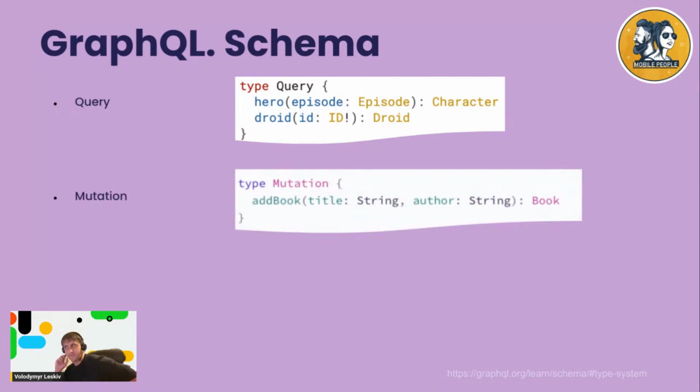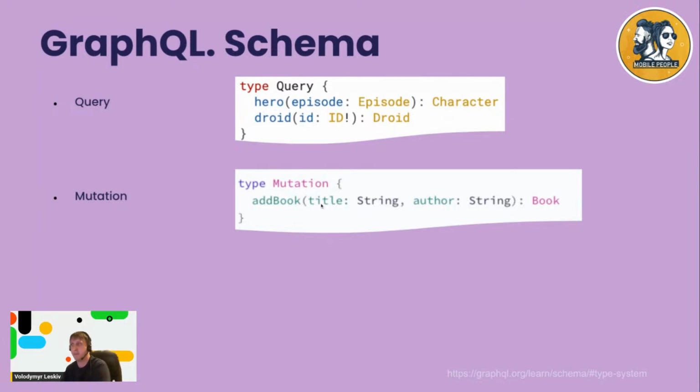Next one is also simple: mutation. You know CRUD operations: create, read, update, delete. So if query is responsible for read, then mutation is responsible for everything else. Very simple, we simplify it here a bit. So via mutation, you can create, update, and delete data. Here you can see the simple mutation addBook, which takes two strings as parameters and returns the created book, I believe, from the server.